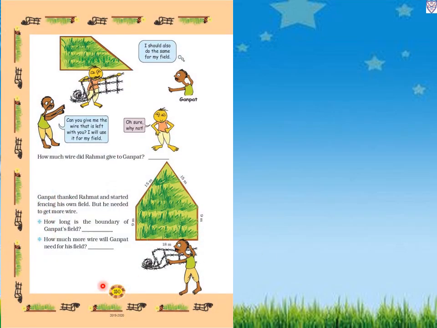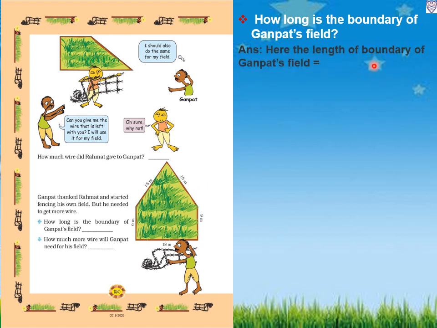Now, same page. Ganpat thanked Rahmat and started fencing his own field, but he needed to get more wire. His field is big, so he wants more wire. How long is the boundary of Ganpat's field? We have to find it, and the side measures are given. So the length of the boundary equals 15 meter plus 15 meter plus 9 meter plus 18 meter plus 9 meter.